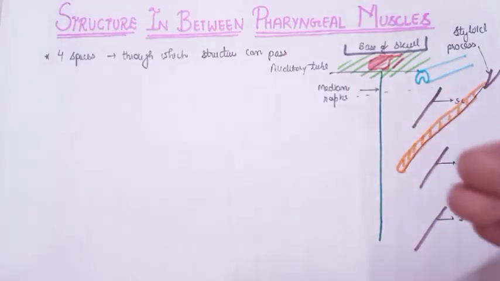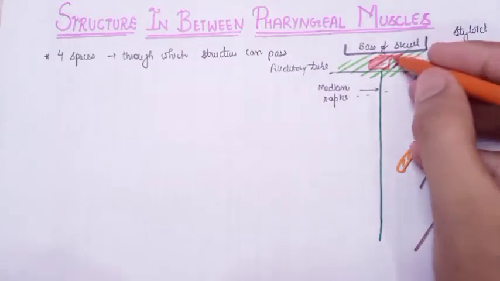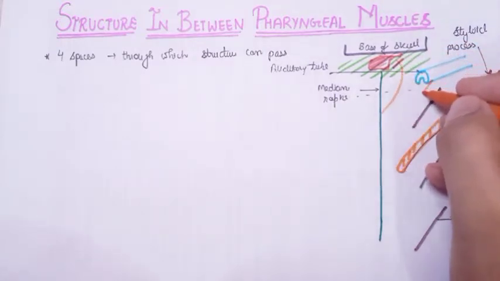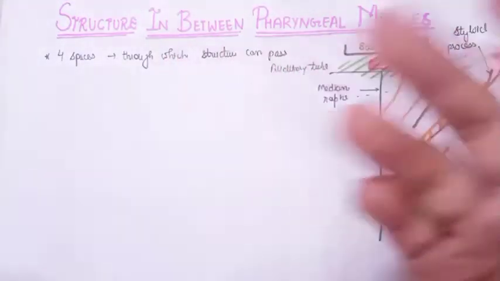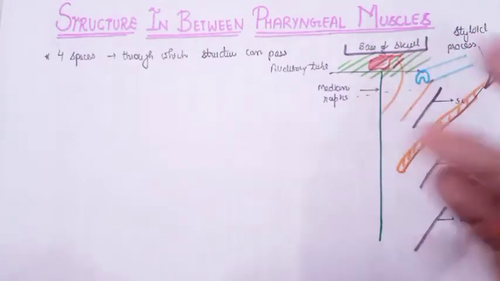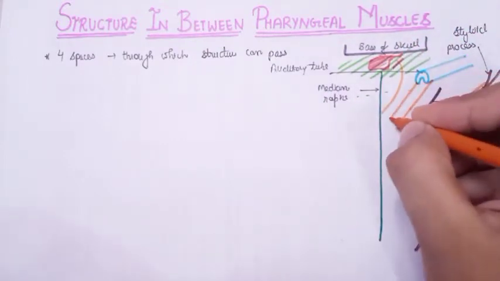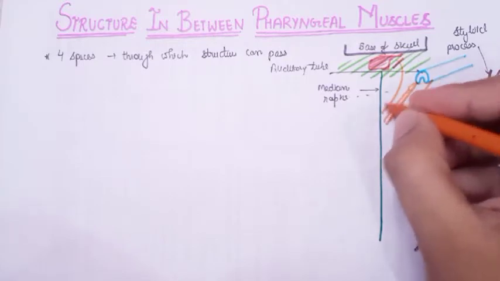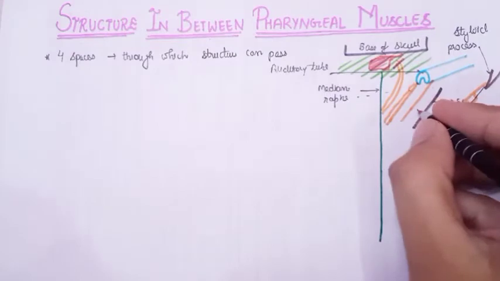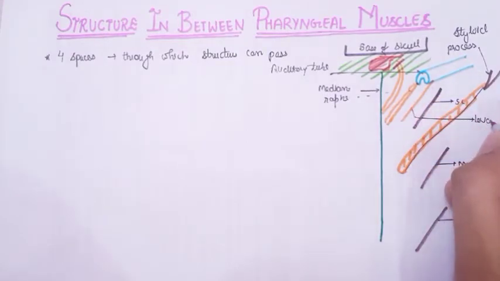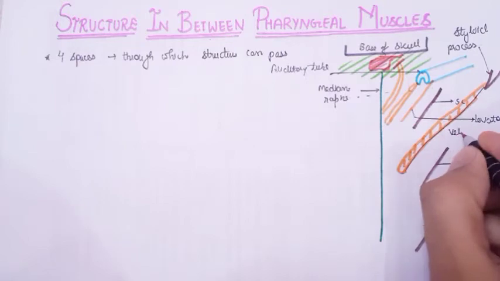So what about the salpingopharyngeus and the palatopharyngeus? They originate from here. This is the salpingopharyngeus and the palatopharyngeus, but they are situated more medially, so we don't consider them under the structures in between the pharyngeal muscles, because you can see they are situated more medially. But suppose this is the salpingopharyngeus, you can see one more attachment here to the auditory tube, that is the levator veli palatini.